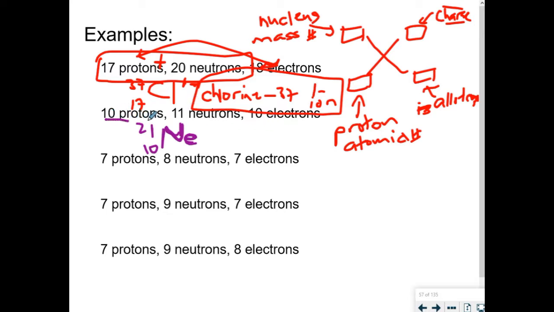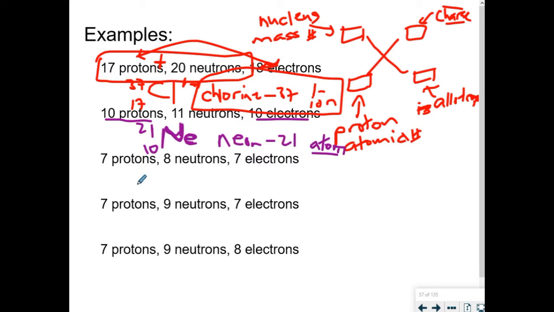Because there are equal numbers of protons to electrons, this is neutral. I'm not going to write anything else. We're going to leave it. And I would call this, if I had to put it into words, a neon 21 atom. The word atom implies that it's neutral. Okay. One more, then you guys will try the last two.